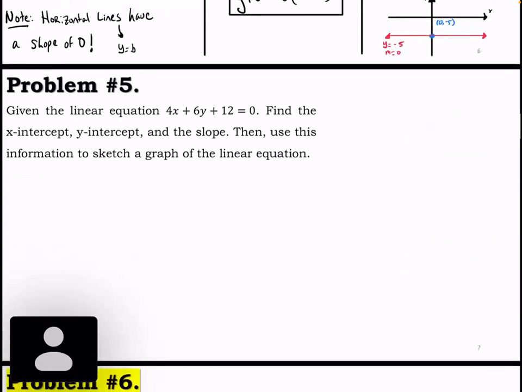So problem 5 states, given the linear equation 4x plus 6y plus 12 is equal to 0, find the x-intercept, the y-intercept, and the slope, then use this information to sketch the graph of the linear equation.